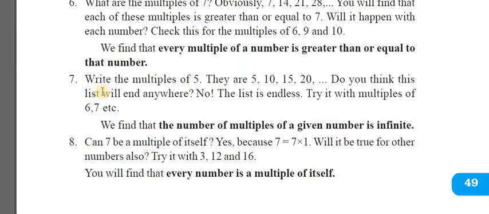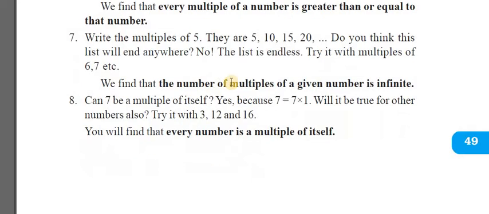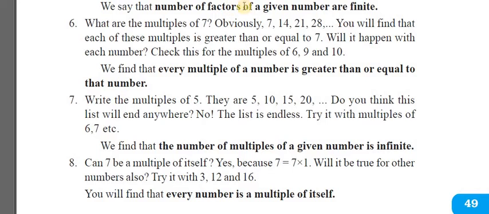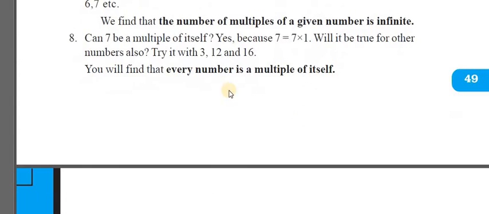We already discussed that. Write the multiples of 5. They are 5, 10, 15, 20. Do you think this list will end? No, the list is endless. So the number of multiples of a given number is infinite, whereas the number of factors of a given number is finite. This is a major difference between factors and multiples.